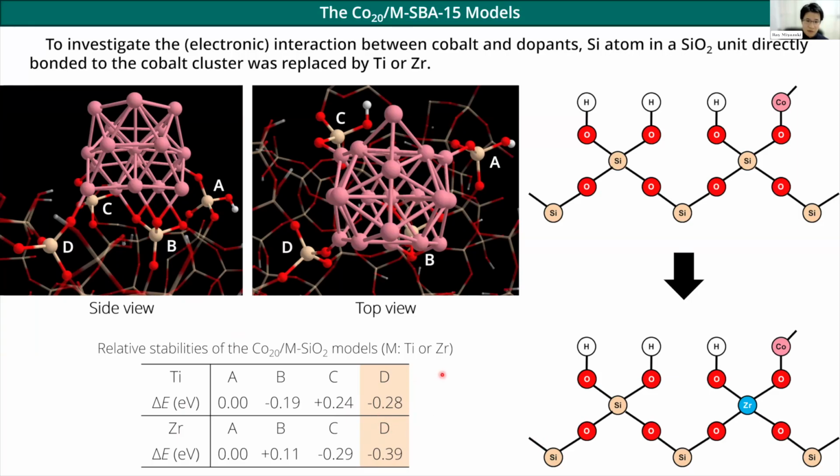And a similar strategy was adapted for aluminum, calcium, and magnesium. And then we can decide where we should put these additive metals onto the silica.